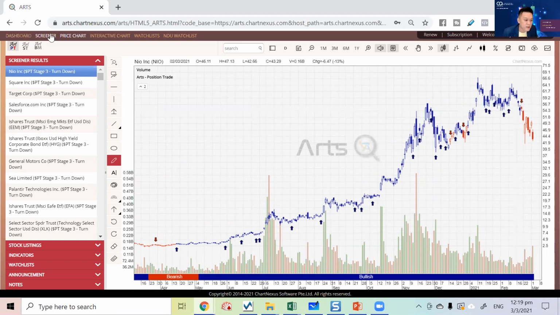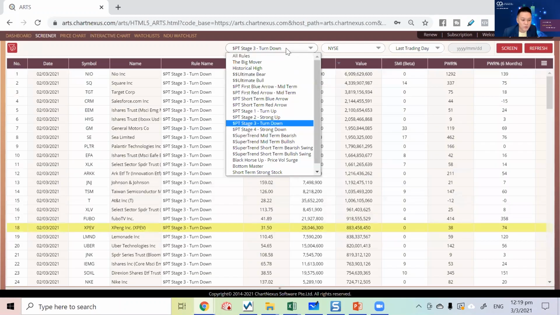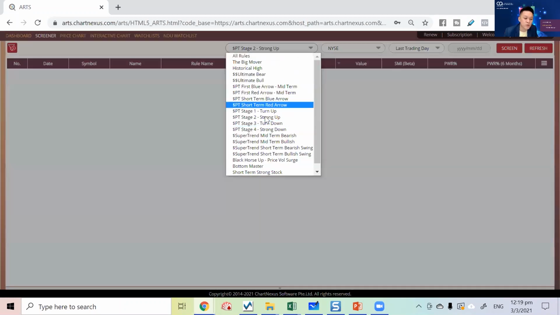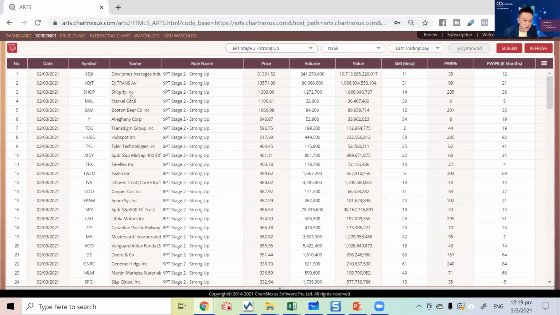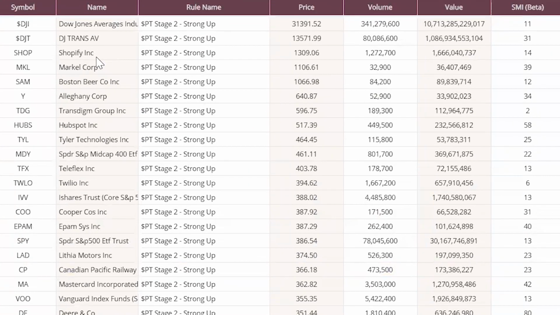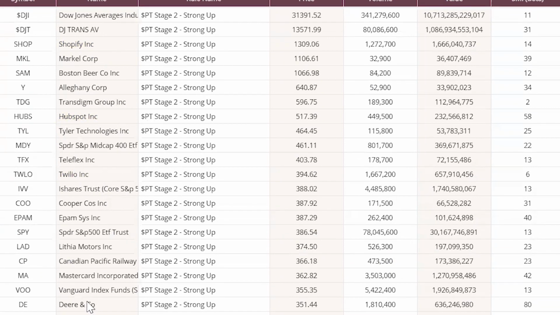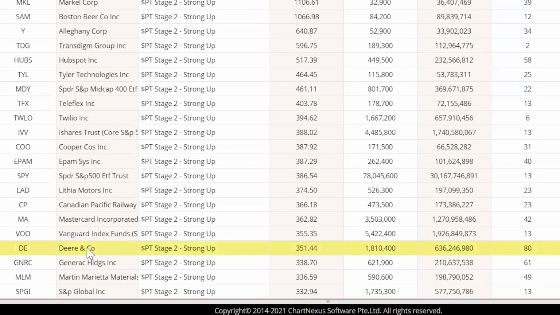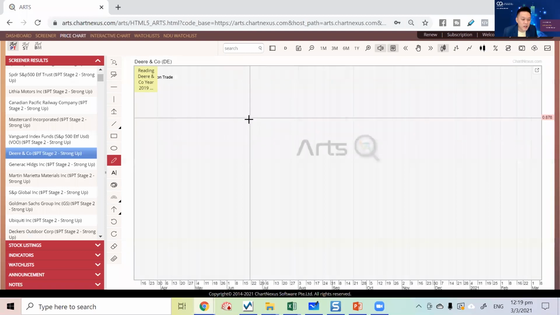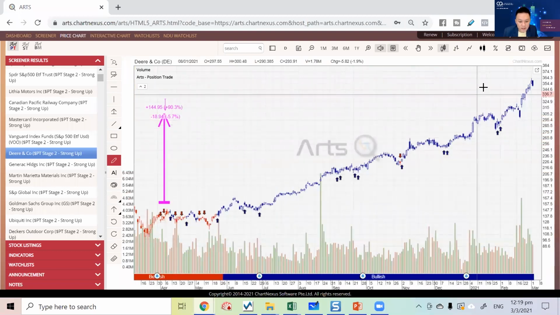Of course, there are still stocks that are still good and still strong. Those that are slightly stronger are like Shopify, HubSpot, Twilio. These are still holding on, and also Deere and Co. These are still strong. So this is how I do a market analysis, and how I see which stocks are strong and which are weak.